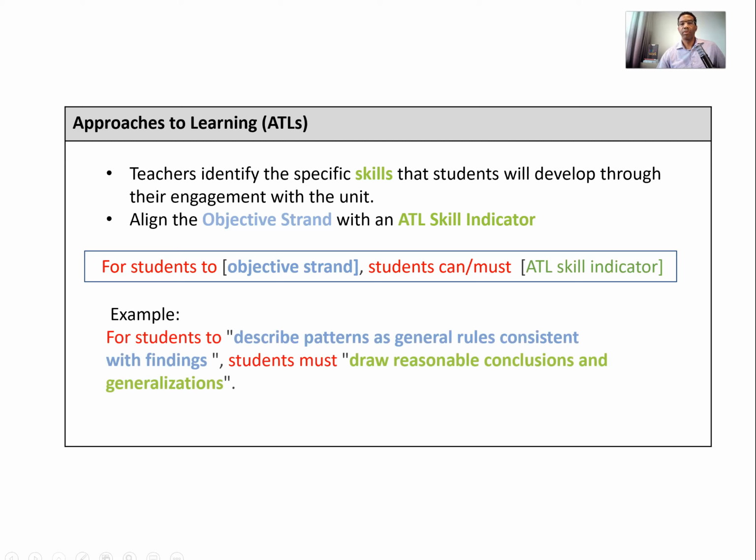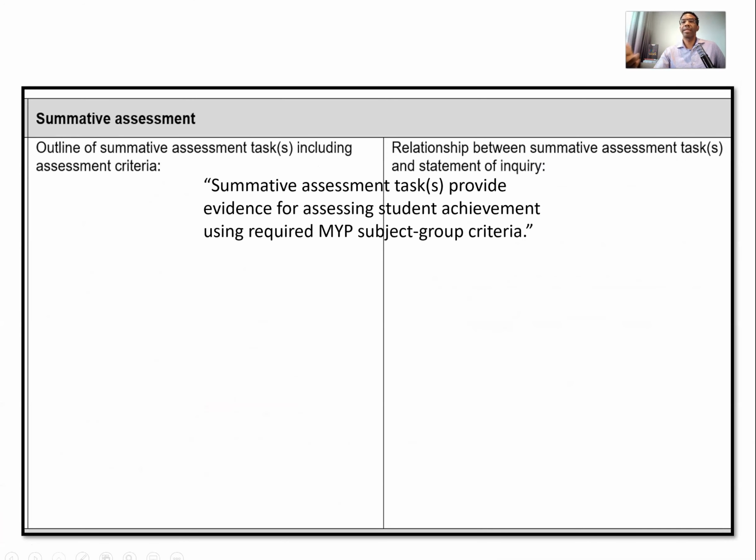All right, so here's an example. For students to do that thing we talked about, describe patterns as general rules consistent with findings, they must be able to, here's a skill, draw reasonable conclusions and generalizations. Now, there's a whole document with all these in there. I'll show it to you a little later. So now we have figured out what we're going to assess them on, describe patterns as general rules consistent with findings, and we're going to teach them how to do that, draw reasonable conclusions and generalizations, ATL. And again, we'll go into more detail about that later on in the plan. All right, 2 more minutes left.